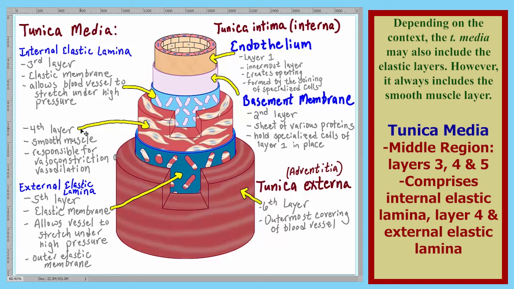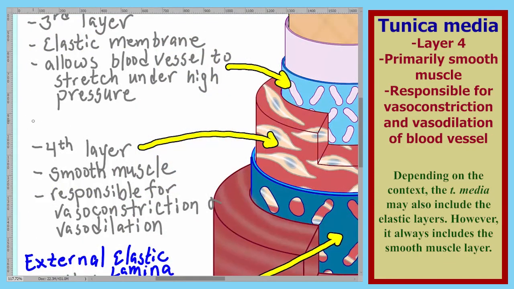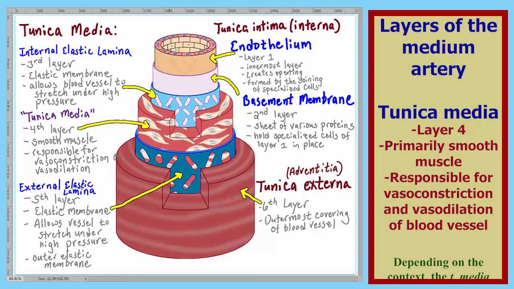The smooth muscle layer is always referred to as the tunica media. This is the case for all of the blood vessels. For the medium artery, layer 4 is always the tunica media. However, in some cases, the term tunica media may be broadened to include the elastic layers of the medium artery. Shown here are the layers of the medium artery.